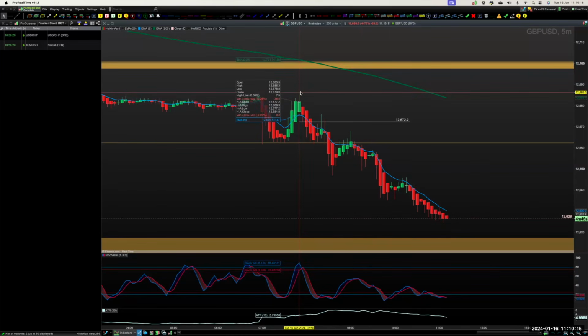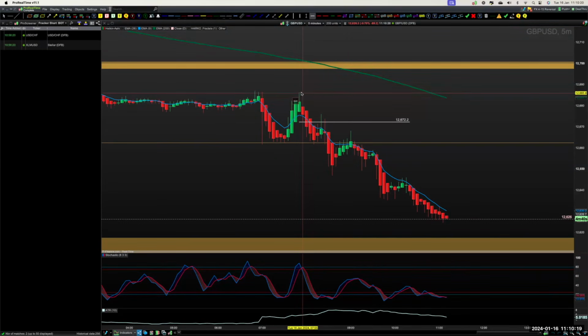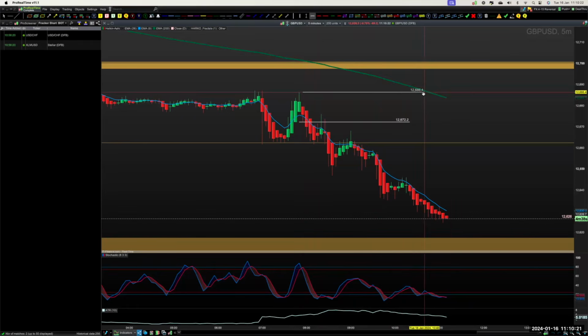However, if the market comes back up and double taps this level here, this resistance level here, if you use just the spread, you will get stopped out. So you add 1 pip above the spread.